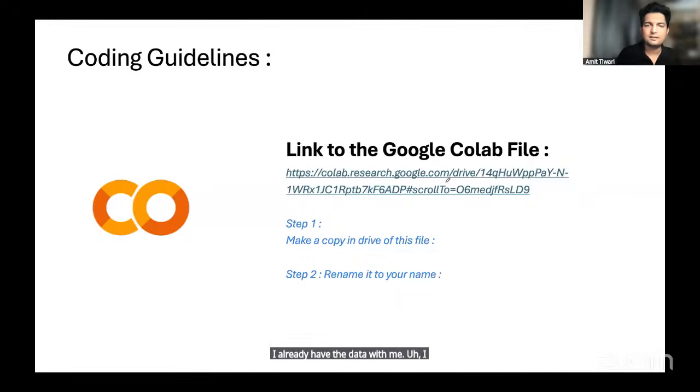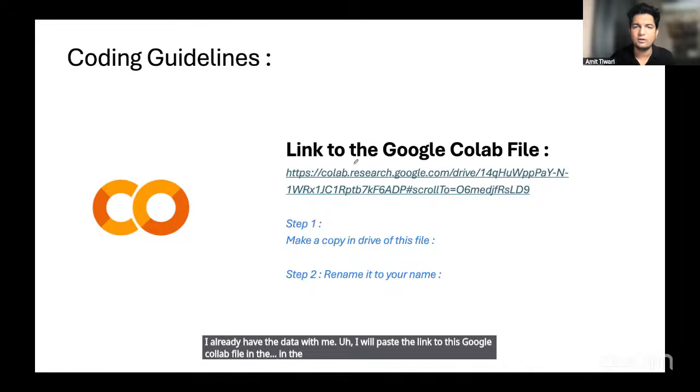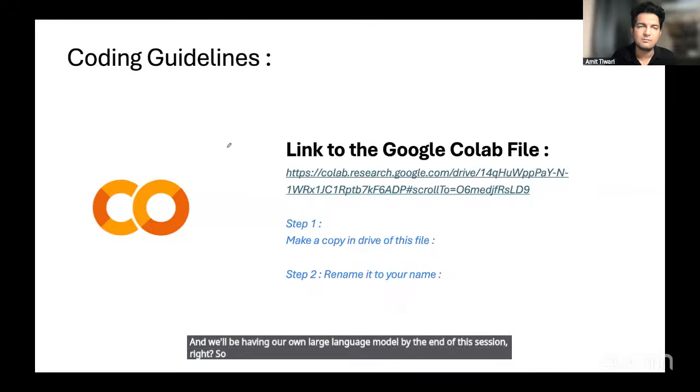I will paste the link to this Google Colab file in the chat box so that you all can go to this. In this Colab file, we have all the steps required to make our own large language model. I will explain the steps one by one, and we will have our own large language model by the end of this session, right? Although that will be a tiny language model that will not speak very perfectly, still that will be something that can generate some text.